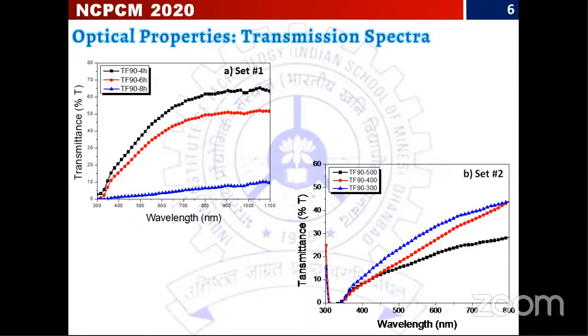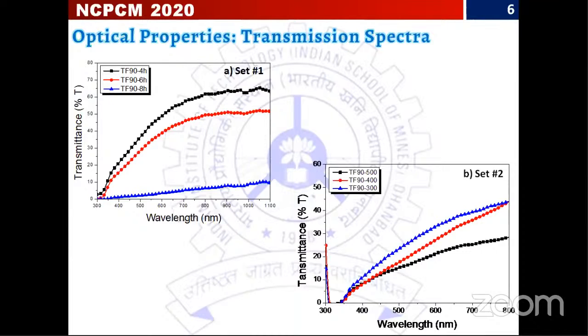Next we have gone for the transmission spectra, and the value of transmission decreased as the annealing time was increased, because of the scattering loss at the bigger particle size. And on increasing the annealing time to 8 hours, the transmission is really falling. The value of transmission is really falling.